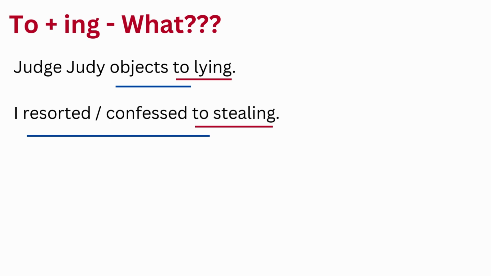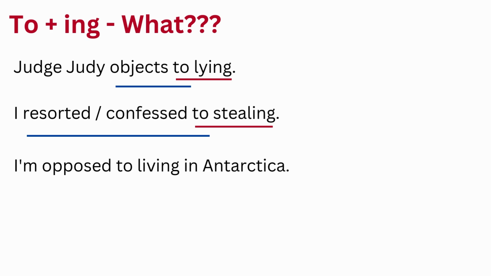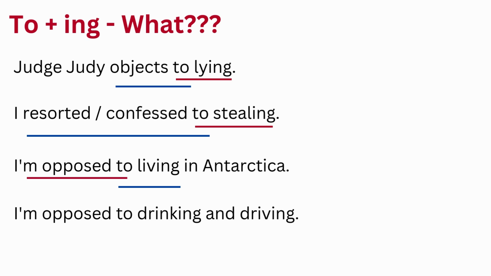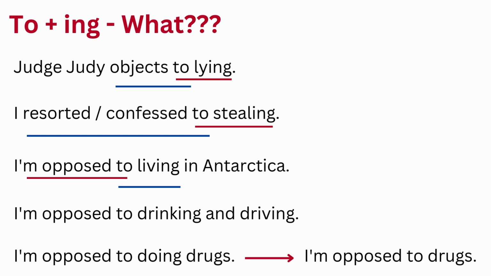Our final example. I'm opposed to living in Antarctica. This means, I'm against living in Antarctica. The phrase I'm opposed to is another unit. It goes together as a phrasal verb. Because to is a preposition here, the verb that follows must end in ing. So, I'm opposed to living in Antarctica. I'm opposed to drinking and driving. I'm opposed to doing drugs. You can even replace the verb with a noun. I'm opposed to drugs. I'm opposed to doing drugs.